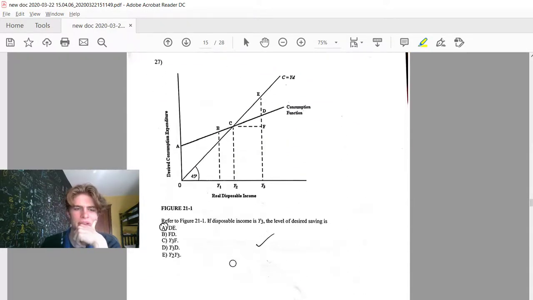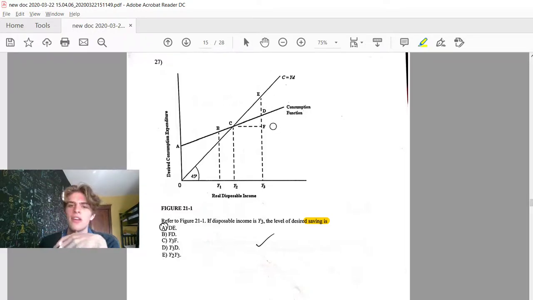Next one. If disposable income is Y3, the level of desired saving, that's the trick to this. So this is actual consumption, this is desired consumption. The difference here between actual and desired is going to be the amount we save.